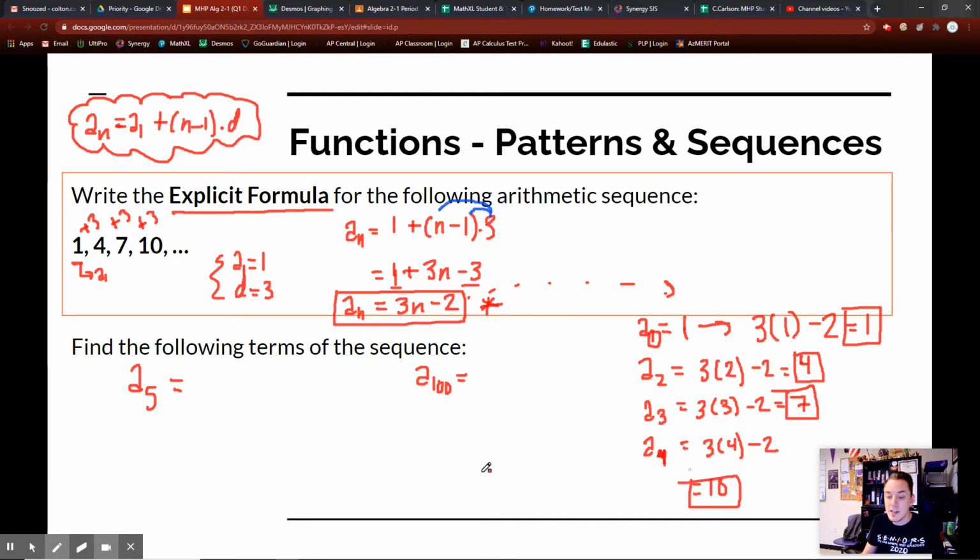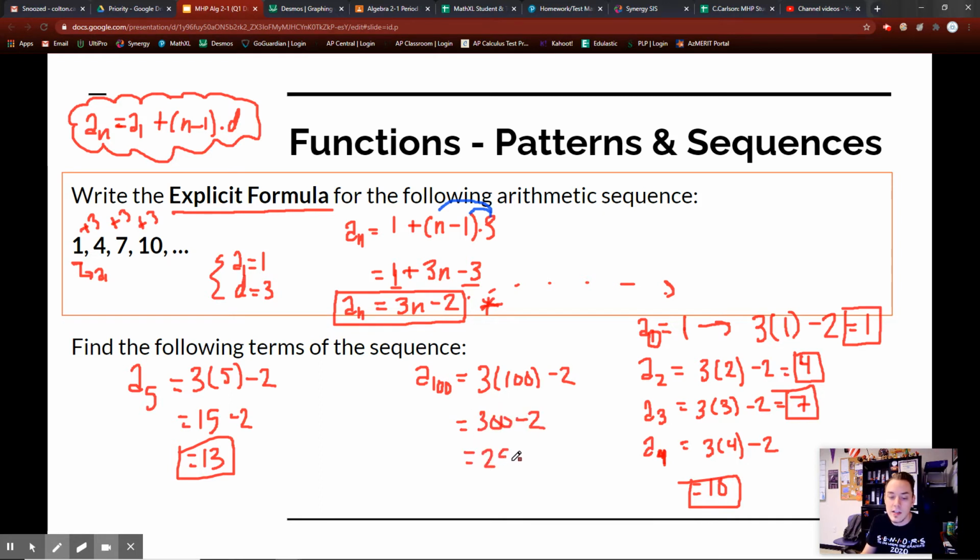Yes, it matches. Now we don't know a sub 5, so let's find out. I take 3 times my n, in this case it is 5, and then minus 2, and this becomes 15 minus 2, so what is it? 13. What is a sub 100? Well, let's find out. So I plug in 100 here, minus 2. This is going to be 300 minus 2, and this is 298. All right, so I have all this stuff.